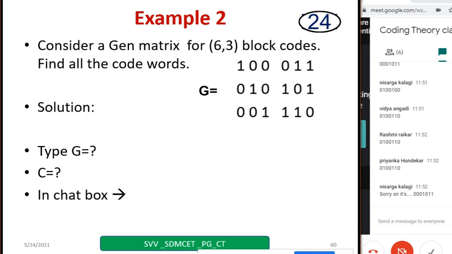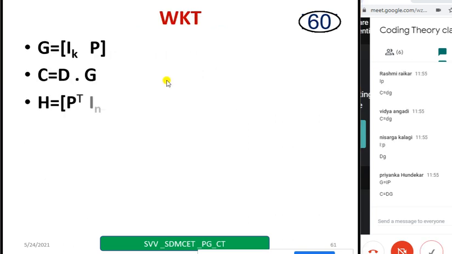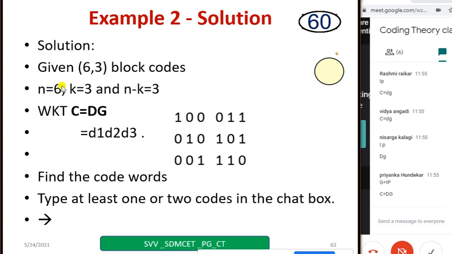After copying, I want you people to type in the chat box what is the G equation and the C equation. All of you should know G equal to [I P], C equal to D into G. Just revise every time because most of the problems need these things. Let me go to the present problem and write down whatever is given in the problem statement.